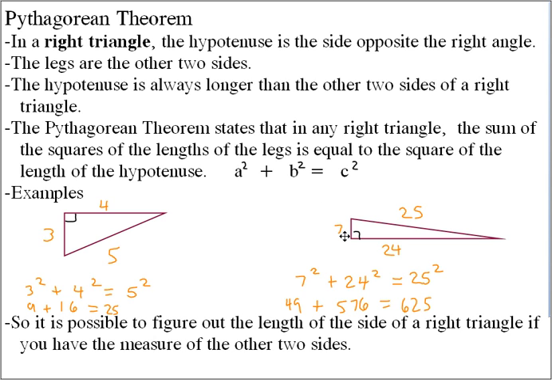Here it's 7 and 24 are the legs, and 25 is the hypotenuse. So 7 squared plus 24 squared is equal to 25 squared. So 49 plus 576 is equal to 625. So it is possible to figure out the length of a side of a right triangle if you have the measure of the other two sides. So that's what we're talking about today.